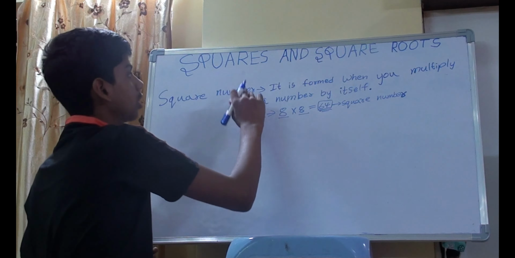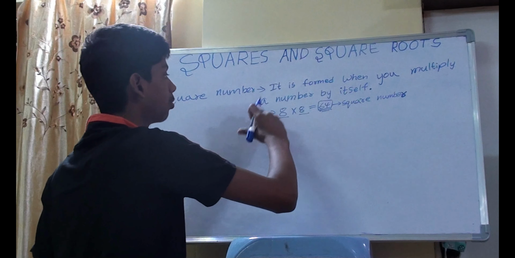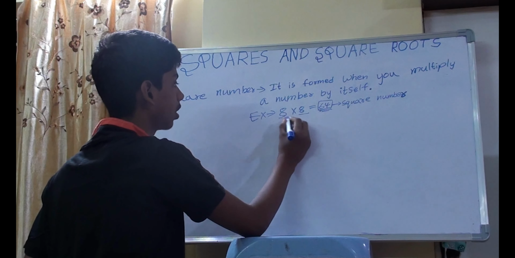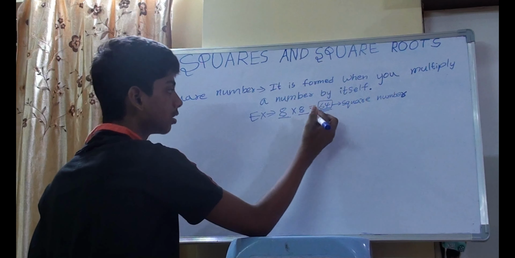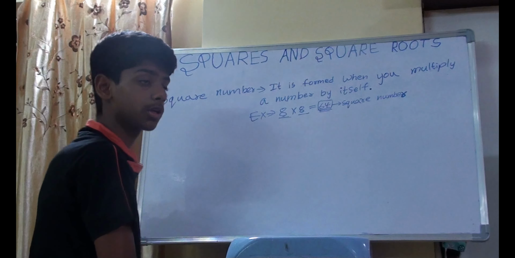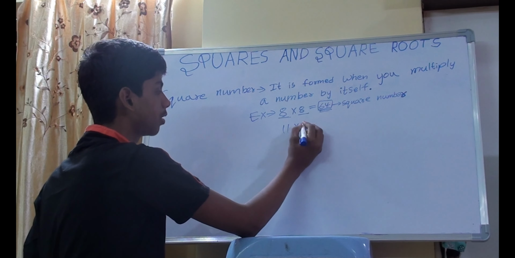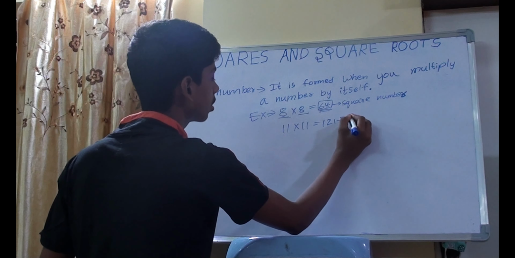A square number is a number formed when you multiply a number by itself. Now we take a number 8 and multiply it with 8, and we get the answer as 64. So here 64 is a square number. Now let's take a number like 11 into 11 equals 121. This is a square number.